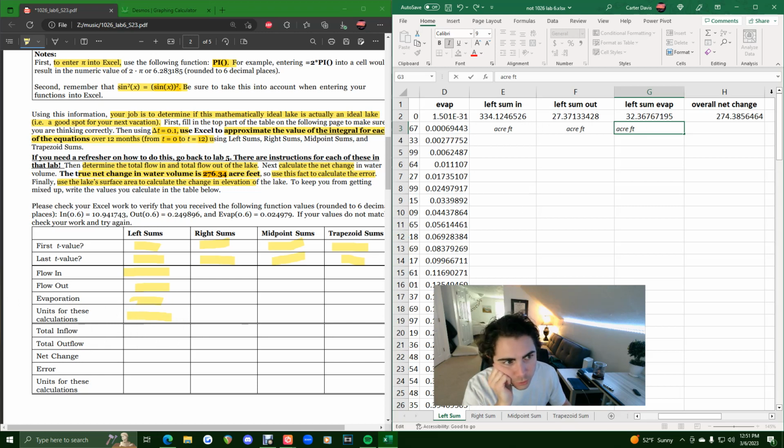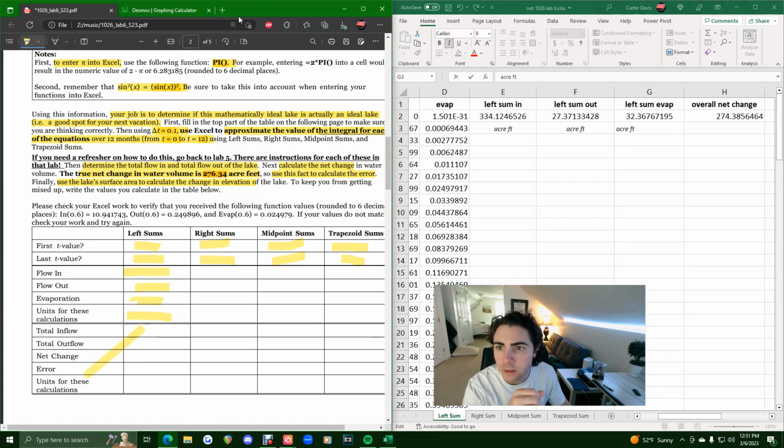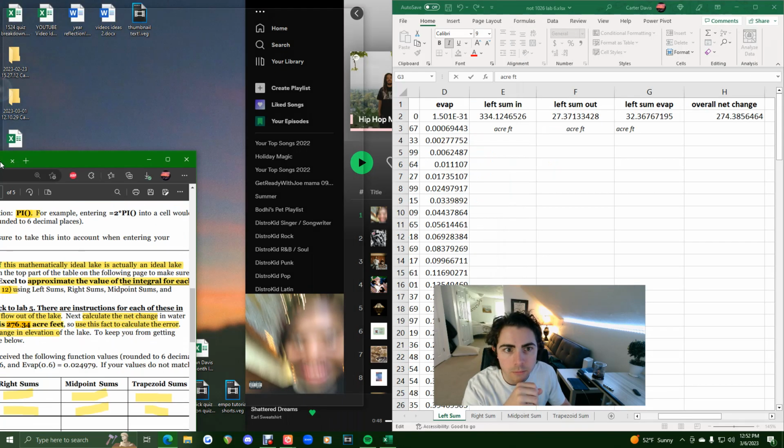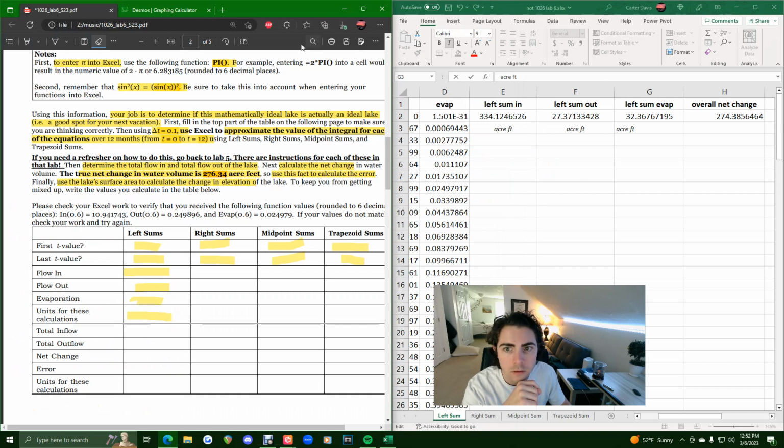Total inflow. Total inflow, there's only one inflow. So the total inflow, oh gosh, stuff just lagged there. Hold up, give me a sec. Oh my gosh, my mouse is freezing on me. The computer can't handle all this. All right, what was I doing?